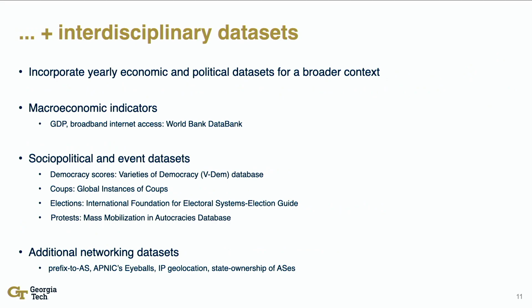And also, as mentioned earlier, there's a whole bunch of other data sets that we used. This is a wide variety of things. I won't go into all of them. But it includes things like macroeconomic indicators like GDP per capita, the prevalence of broadband access. We also use indicators from the Varieties of Democracy database, which includes each country's liberal democracy score. We also use data on real-world events. We were lucky enough to find databases that had information on coups, protests, and elections. Again, we also use a variety of networking data sets. Some of these are fairly standard, but a couple that stand out were APNIC's eyeball data set, as well as the state ownership of the address space and networks in the country.